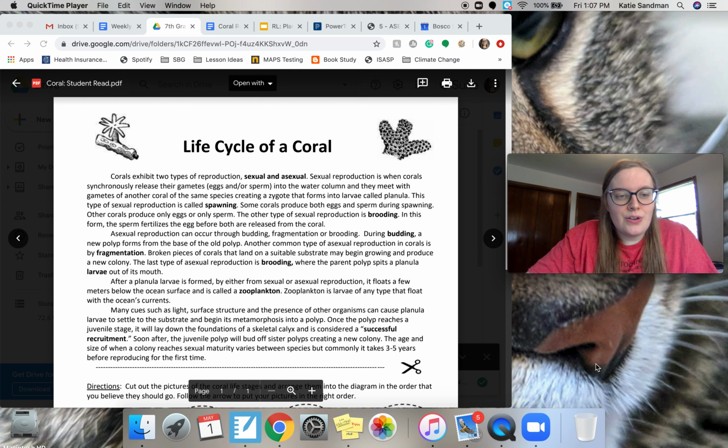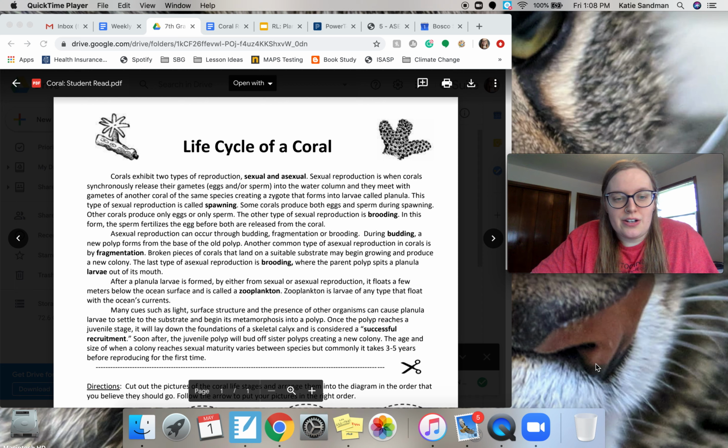So the reading is, corals exhibit 2 types of reproduction, sexual and asexual. Sexual reproduction is when corals synchronously release their gametes, eggs and/or sperm, into the water column, and they meet with gametes of another coral of the same species, creating a zygote that forms into larvae called planula. This type of sexual reproduction is called spawning. Some corals produce both eggs and sperm during spawning. Other corals produce only eggs or sperm. The other type of sexual reproduction is brooding. In this form, the sperm fertilizes the egg before both are released from the coral.